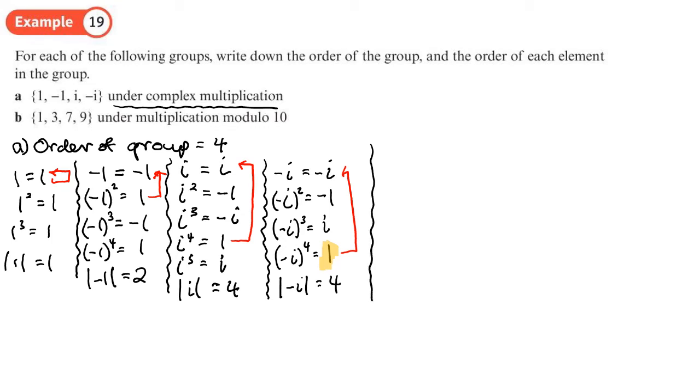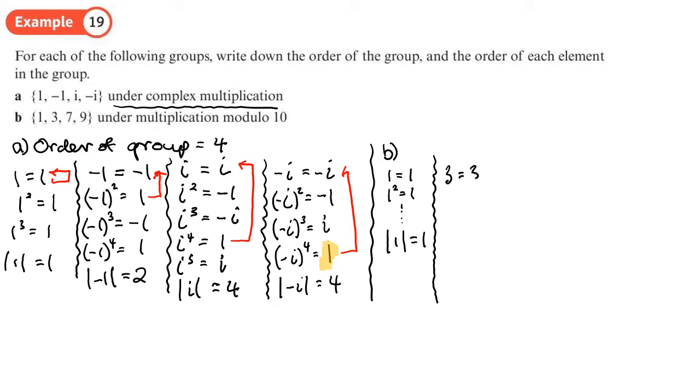Okay, part B, we want to find the order of these elements here: 1, 3, 7, 9 under multiplication modulo 10. Let's start with the 1. That's just going to give itself. Every time you multiply it by itself modulo 10, you just keep getting 1s. So the order of 1 is just 1, and that's because 1 is the identity. And we're going to do it the quick way. When we hit the identity, we'll stop, and that will give us the order.